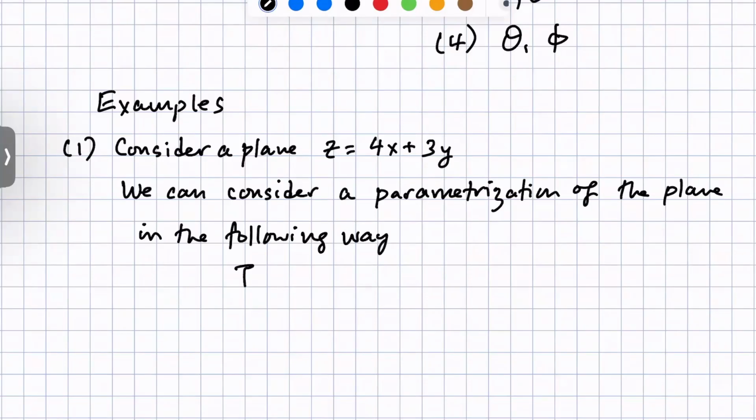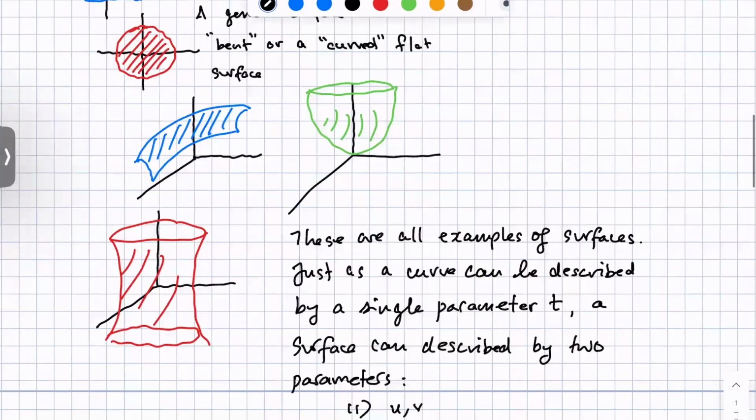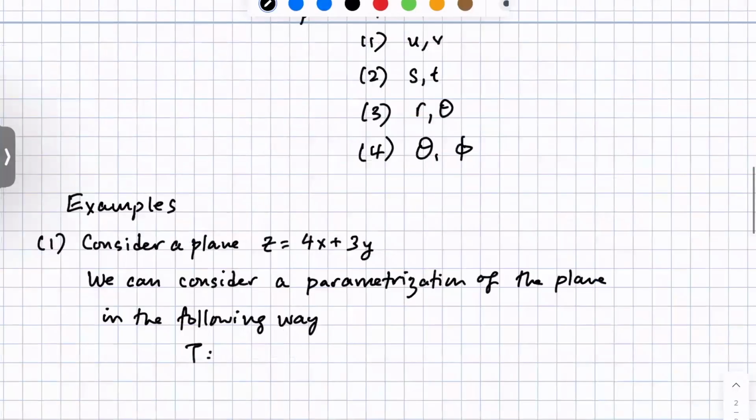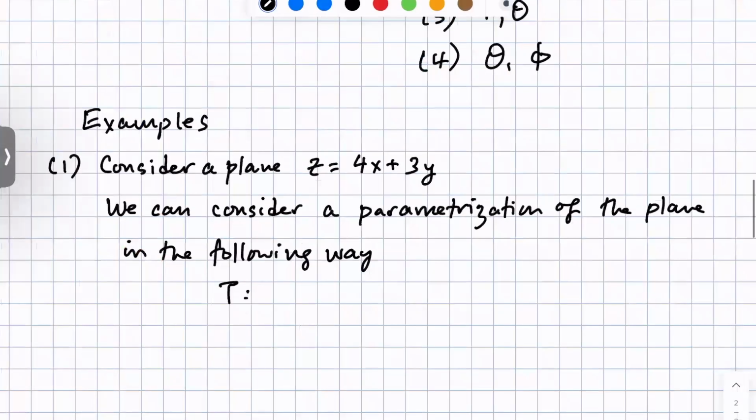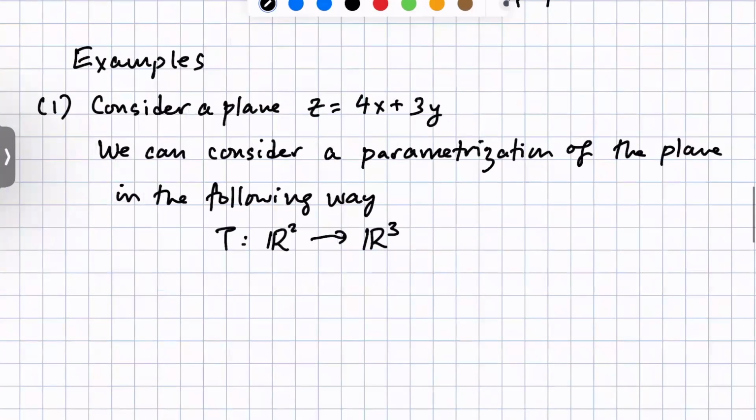We take T, which will be the definition of the function related to the parametrization, just like C was above for curves. And then we can take the entire real plane, and then we can put that into R3. And then we can either do one of two things.